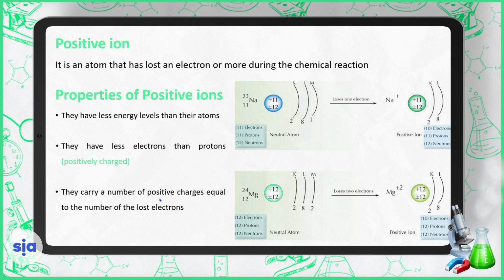Why do they carry a positive charge? Because the number of protons inside the nucleus becomes more than the number of electrons outside the nucleus. So this means that it is a positively charged ion. And the number of positive charges will be equal to the number of the lost electrons. So sodium will lose 1 electron, so 1 positive charge. But magnesium will lose 2 electrons, so it will change into a 2 positively charged ion.